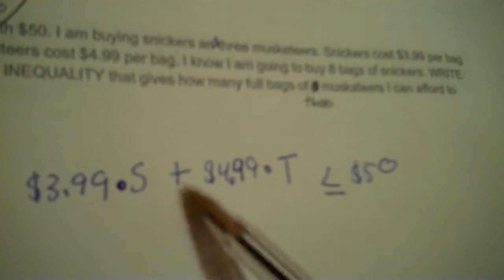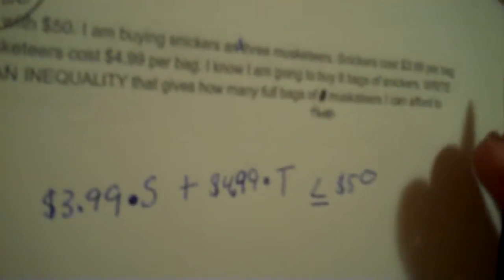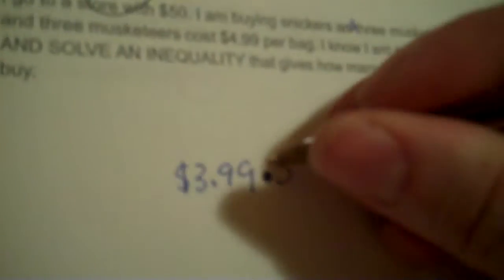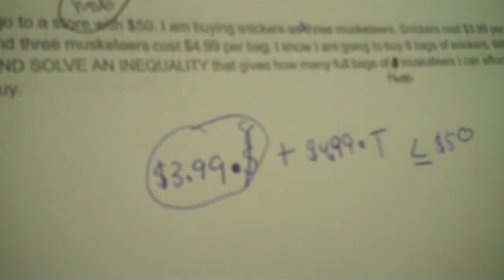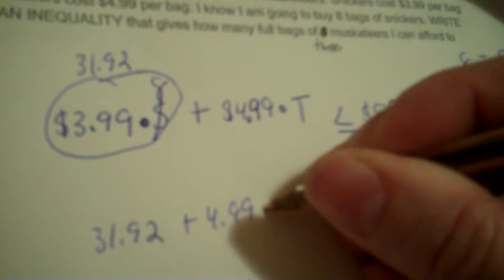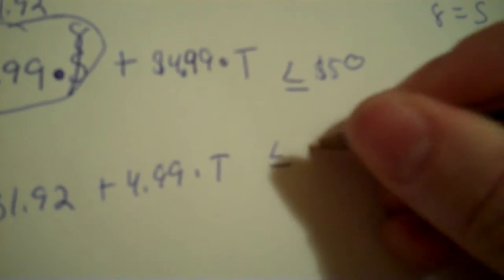Now, we have 2 different variables, the S and the T, okay? There's also an 8 in this problem. It's 8 bags of Snickers, so 8 goes in for S, okay? So cross out S and put 8. Then circle that. You are going to multiply 3.99 times 8 before you worry about solving for the T, okay? 31.92. So what do we have? We have $31.92 plus $4.99 times T less than or equal to 50.